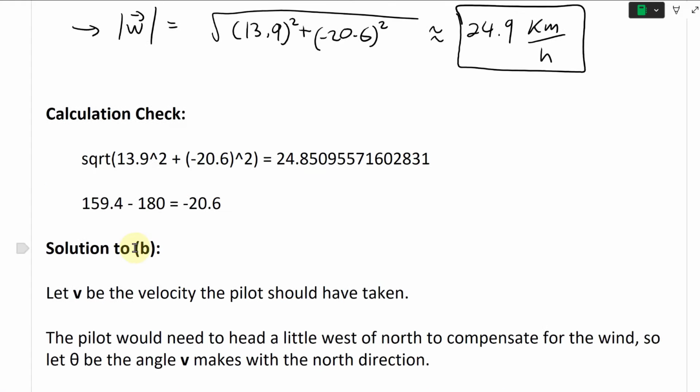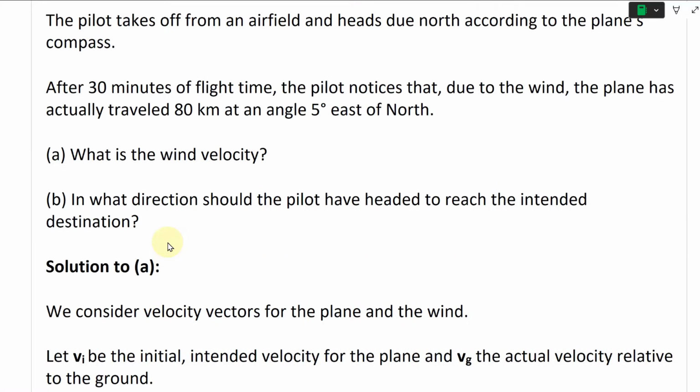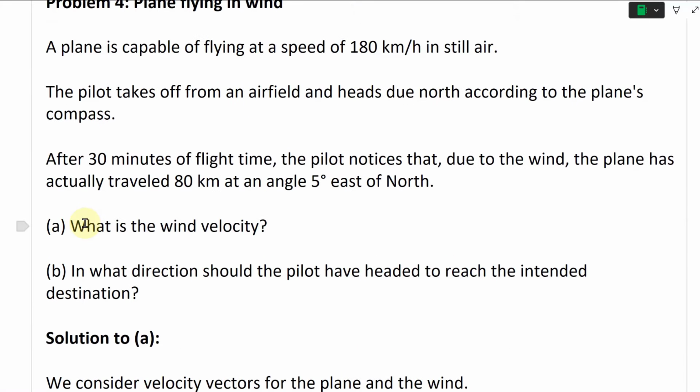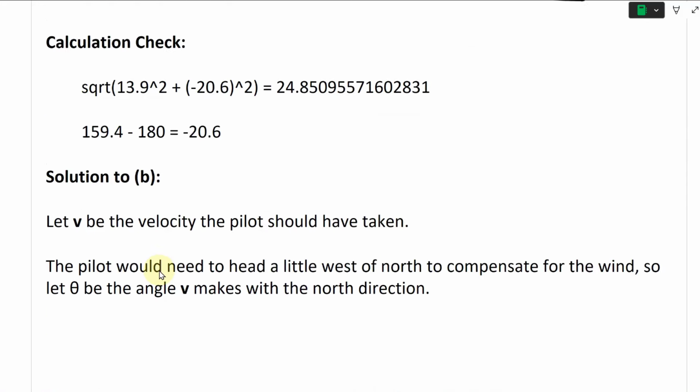So now we can move on to the solution to part B. Let's read that again. Part B says, in what direction should the pilot have headed to reach the intended destination? Alright, so let's draw this out. Basically we have to fly to the west, and then it will hopefully go to the north.